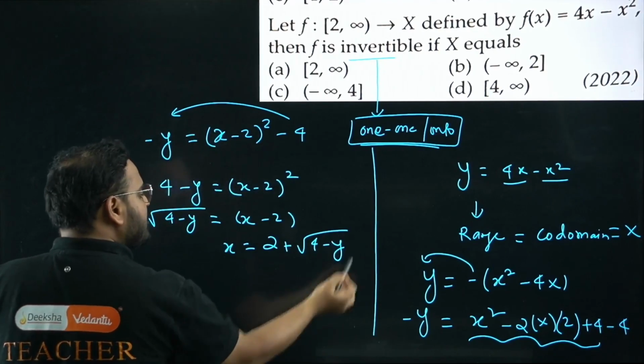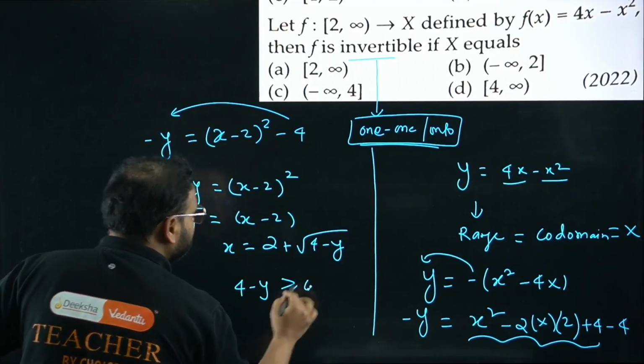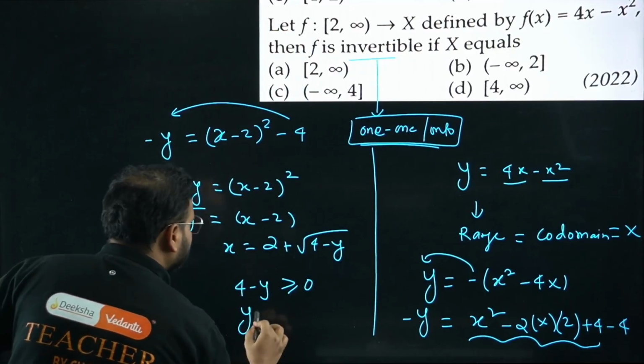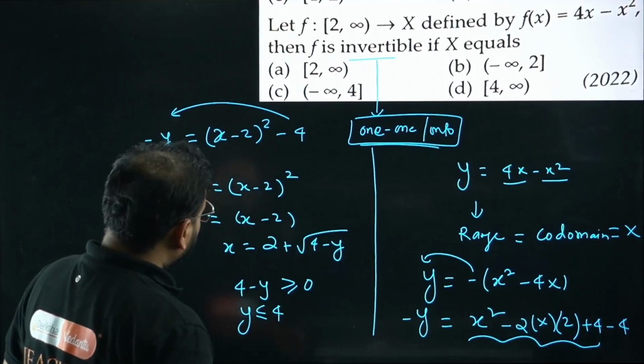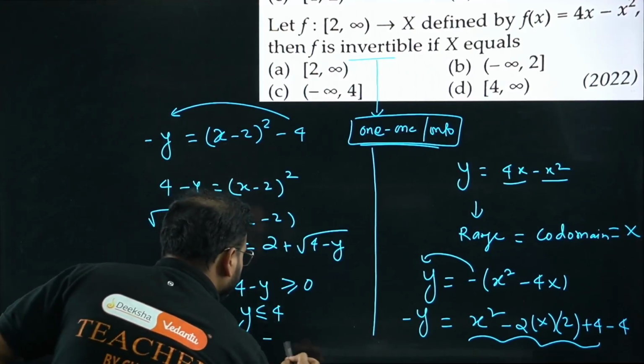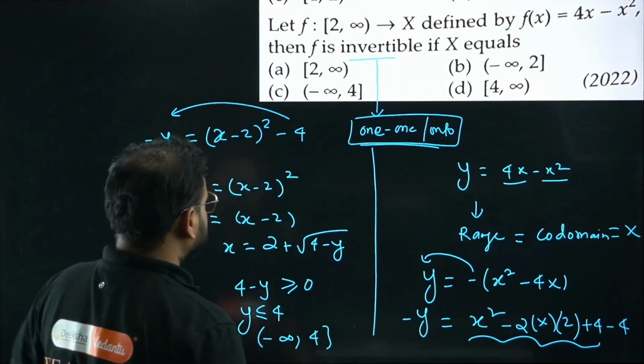So if you check the constraint on this y, what do you have? 4 minus y has to be greater than or equal to 0. It means y has to be less than or equal to 4. So the answer would be option C, right? Negative infinity to 4 closed. Option C is correct. Less than or equal to 4.